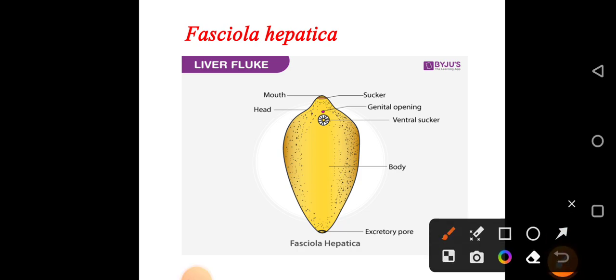This is the diagram which shows the simple structure of Fasciola hepatica. First of all, the habitat of Fasciola hepatica. Fasciola is a digenetic endoparasite. It completes its life cycle in two hosts.